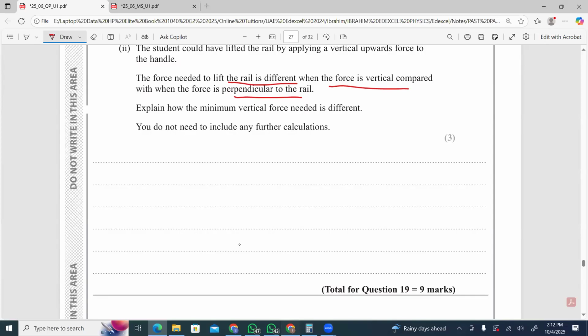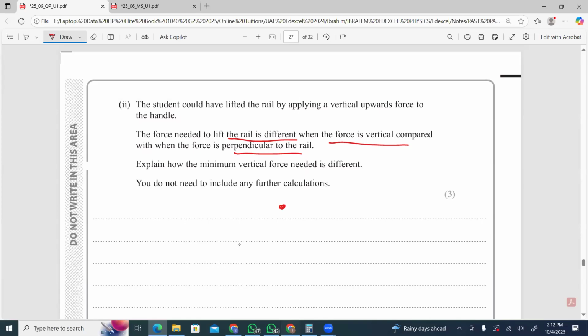You have to say previously it was like this, but now it is applied this way. So that means you are dissolving the force into two components, right? If this is F, this is going to be F cos theta, and this is going to be F sine theta, if I take the theta to be here.